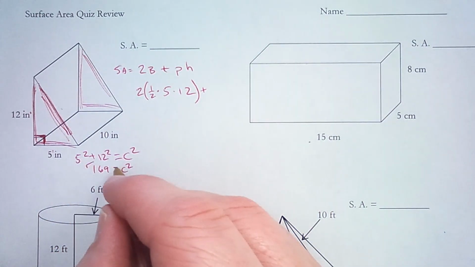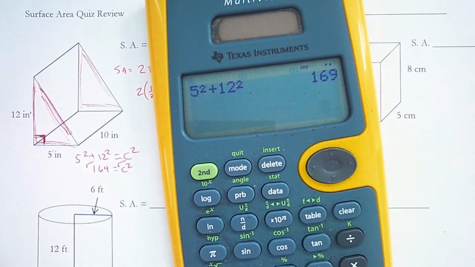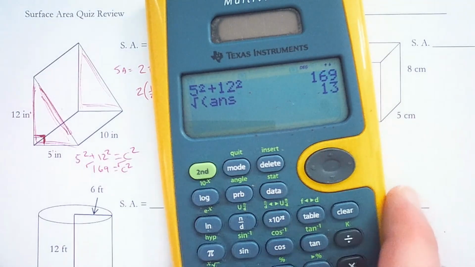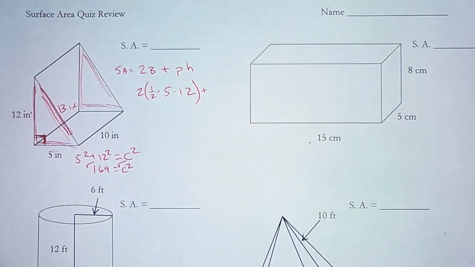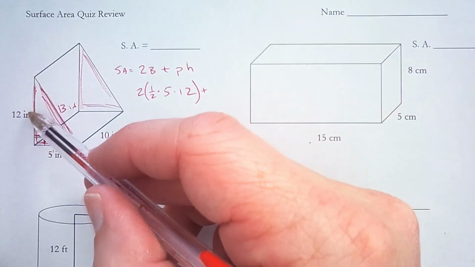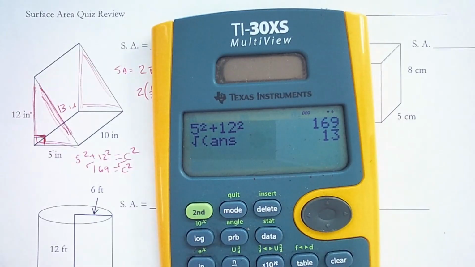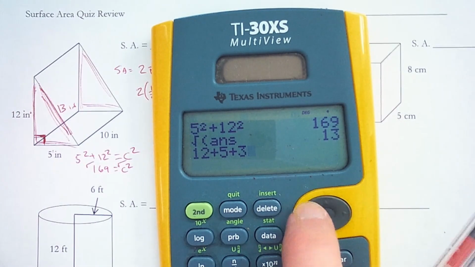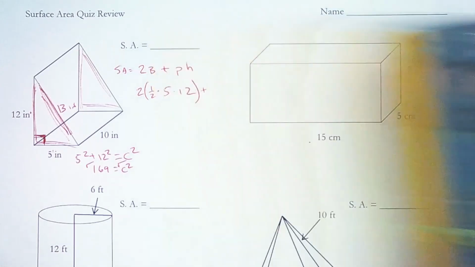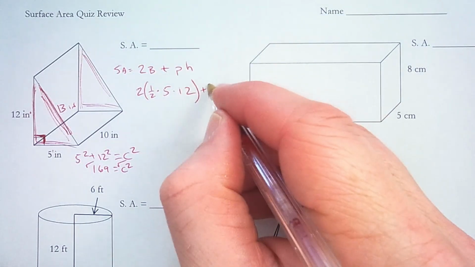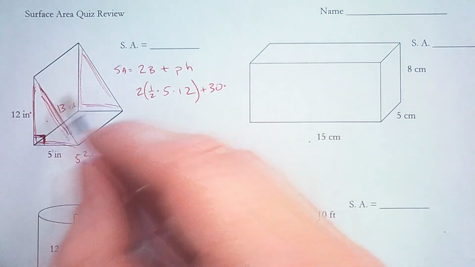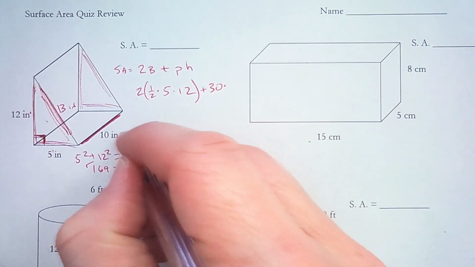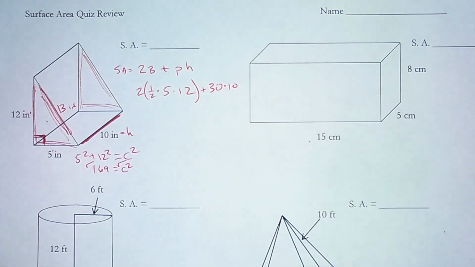And then we take the square root of both sides, and we get c is square root of 169, which is 13. So c is 13, so we have 13 inches here for the hypotenuse. So for the perimeter, 12 plus 5 plus 13, and we have a perimeter of 30. And then height is the distance between the bases. The bases here are front and back. The height is the distance between them, and that is 10.